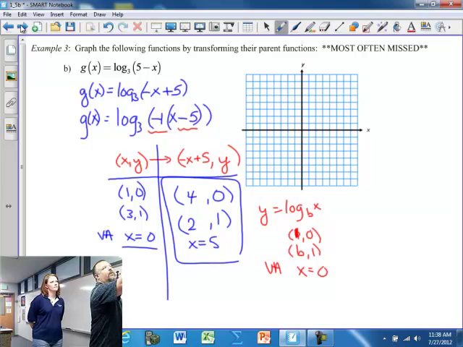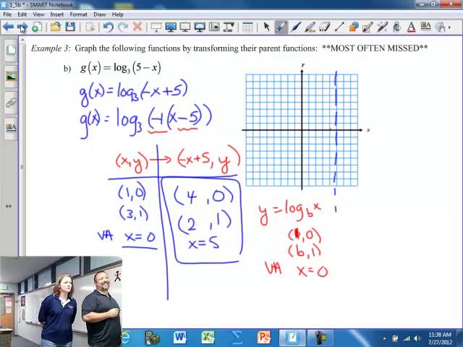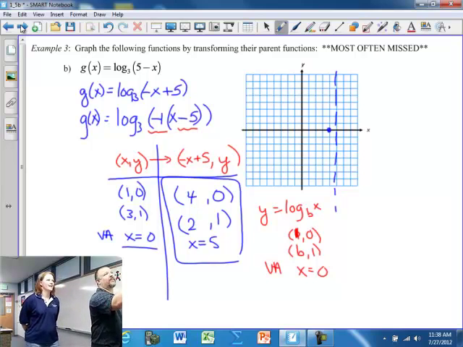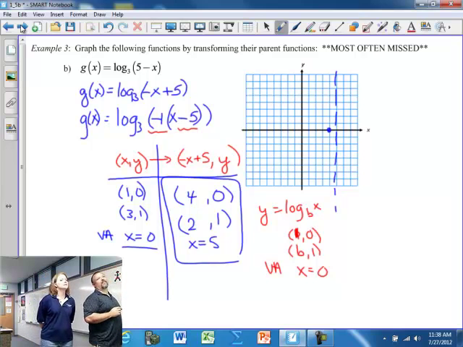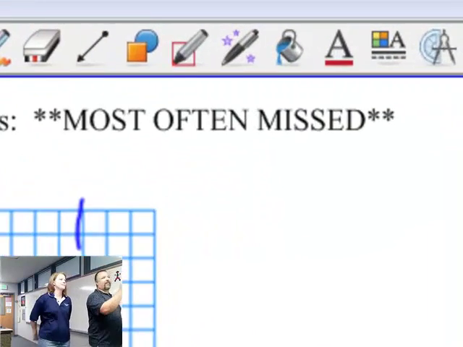So let's go ahead and graph them. Counting 1, 2, 3, 4, 5 on the x-axis means we're going to have a vertical asymptote right here. We're going to have a point at 4, 0. Notice that's not touching the vertical asymptote. Then we have another point at 2, 1. When we tell you things like notice, that's because a lot of students have missed them in past years.